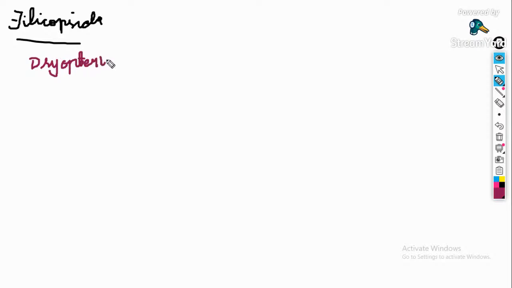That is Pteropsida. The examples are: first one, Dryopteris, which is an anthelmintic pteridophyte. The next is Adiantum.